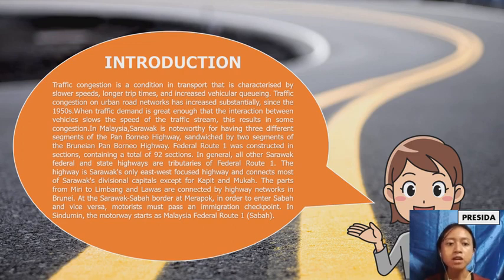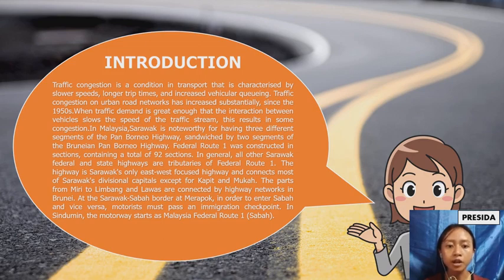Introduction. Traffic congestion is a condition in transport that is characterized by slower speed, longer trip times, and increased vehicular queuing. Traffic congestion on urban road networks has increased substantially since the 1950s, when traffic demand is great enough that the interaction between vehicles slows the speed of the traffic stream. This results in some congestion.